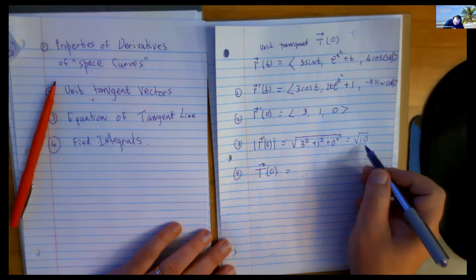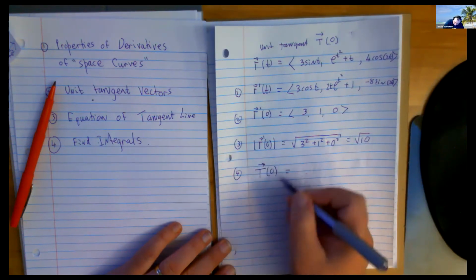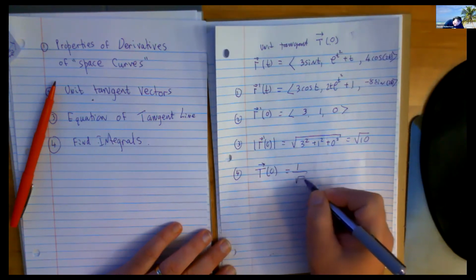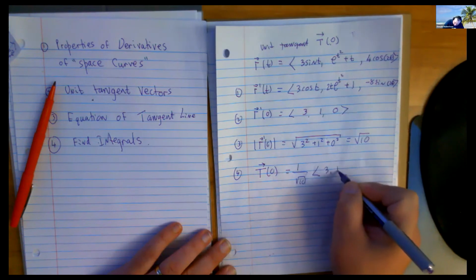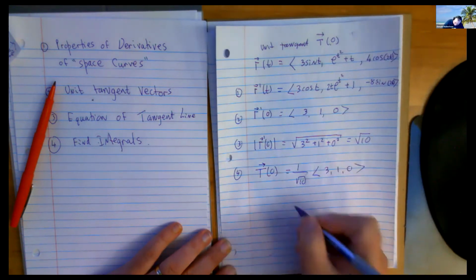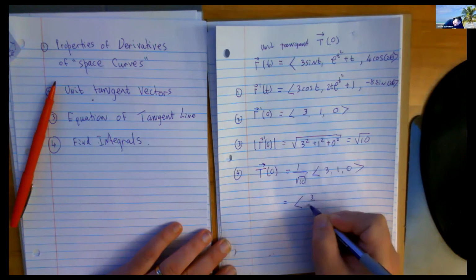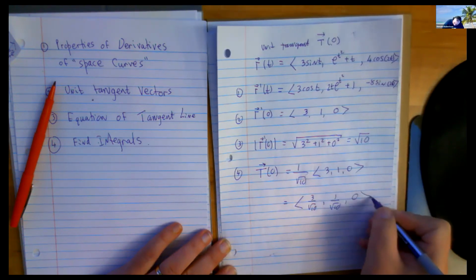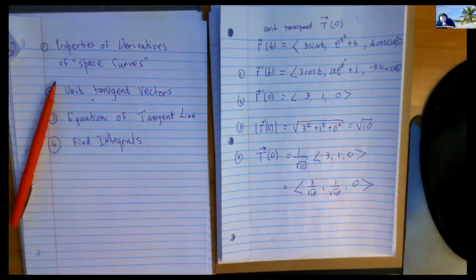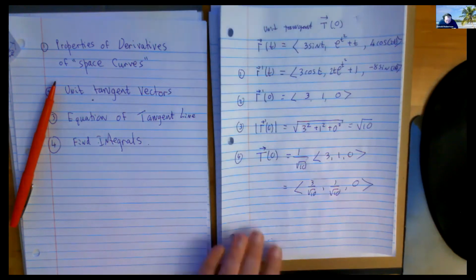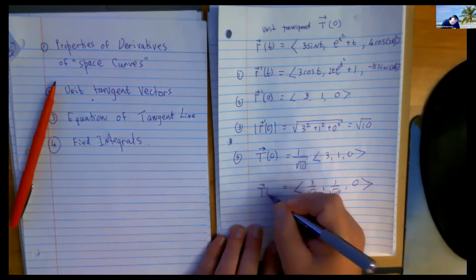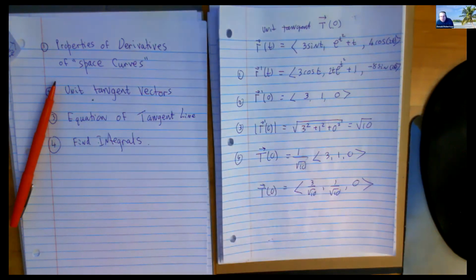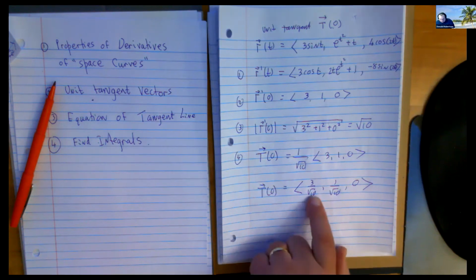So we got this fella, it's root 10. So to get the unit tangent, it's 1 over this fella times that, which becomes 3 over root 10, 1 over root 10, 0. And again, I'll make sure I say the name enough times today. The unit tangent is this guy.